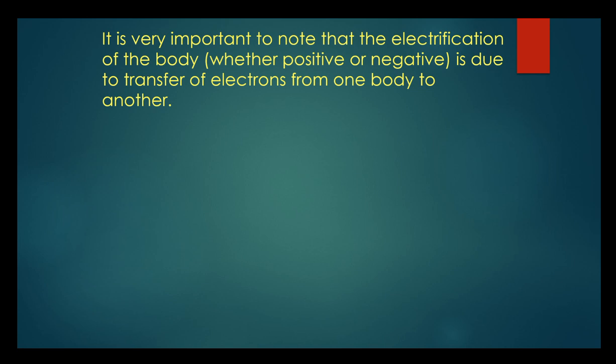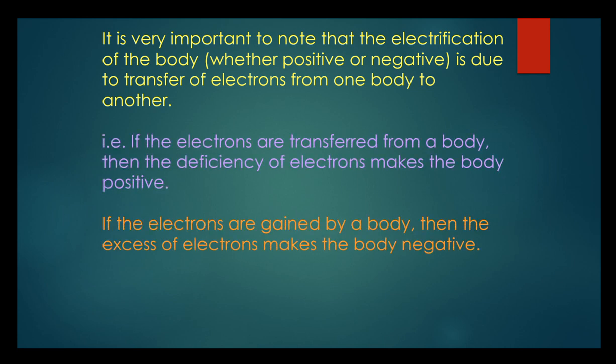This is a question which is asked many times in the board examination or in your school examination. What is the cause of frictional electricity? What is the cause of charging by rubbing? The charging by rubbing occurs due to the transfer of electrons from one body to another body. If electrons are transferred from a body, then the deficiency of electrons makes the body positively charged. We know that in an atom the number of electrons and protons are equal, and hence it is neutral.